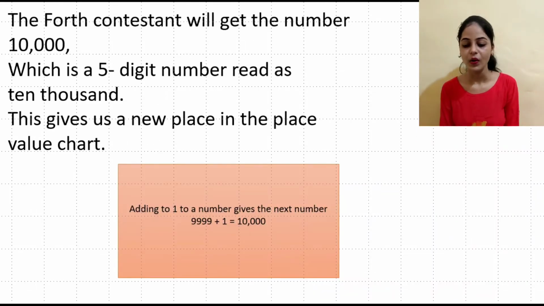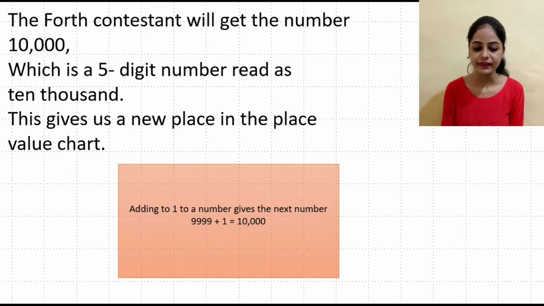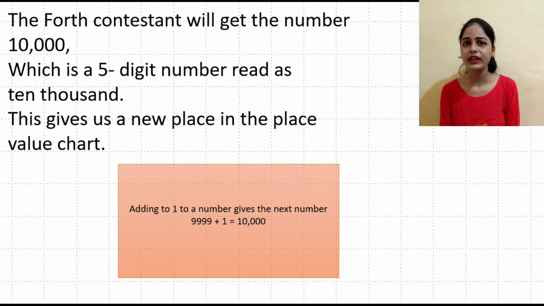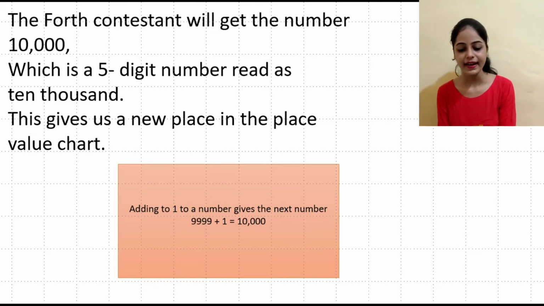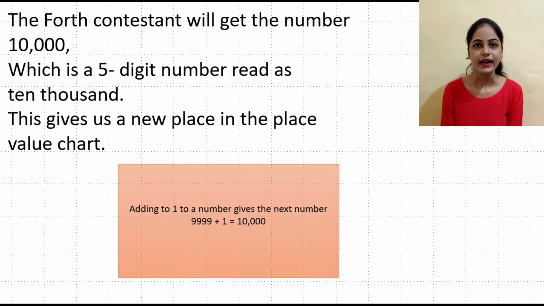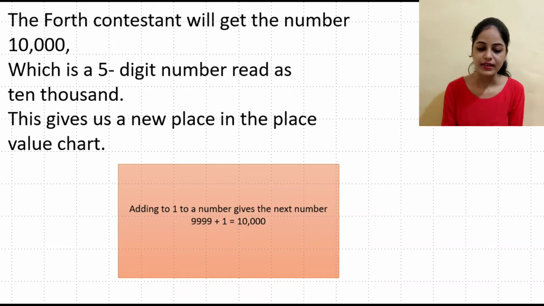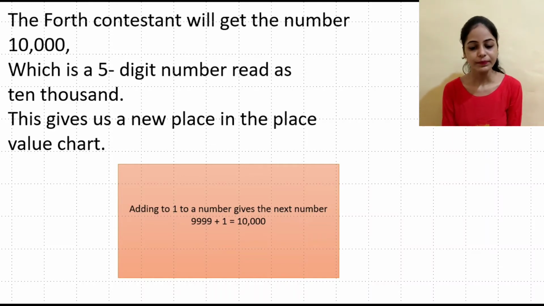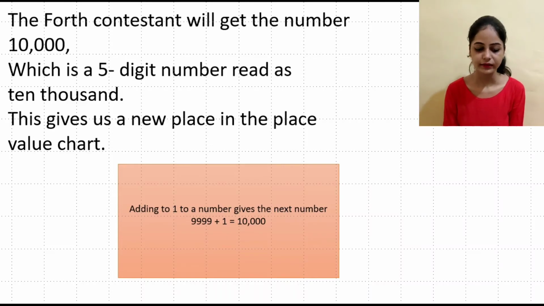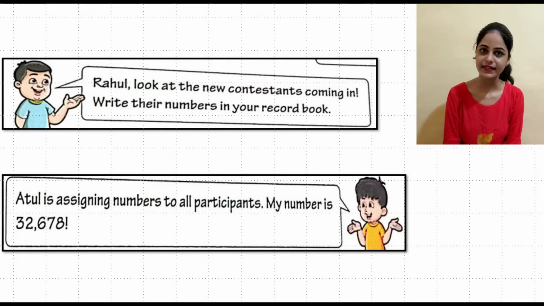The 4th contestant will get the number 10,000. How will the 4th contestant get 10,000? Adding 1 to a number gives the next number, that is 9999 plus 1 equals 10,000, which is a 5-digit number, read as ten thousand. This gives a new place value in the value chart. Let's move on. Next activity.